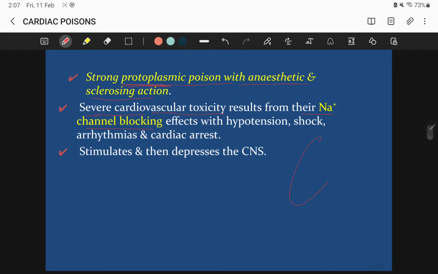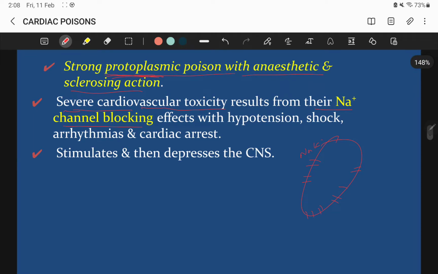So this is a cell, and it will have sodium, potassium, and sodium also, and other ion gated channels, right? So it will block the sodium channel. If this is blocked, then it will result in cardiovascular toxicity, and then cardiac arrest. Hypotension first, then shock, and then arrhythmia, and then cardiac arrest.